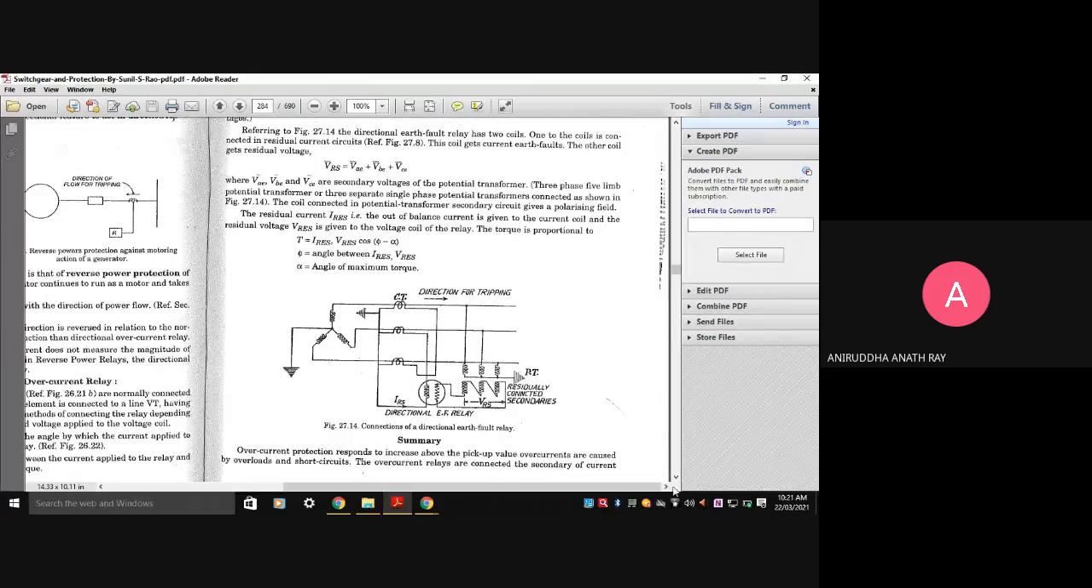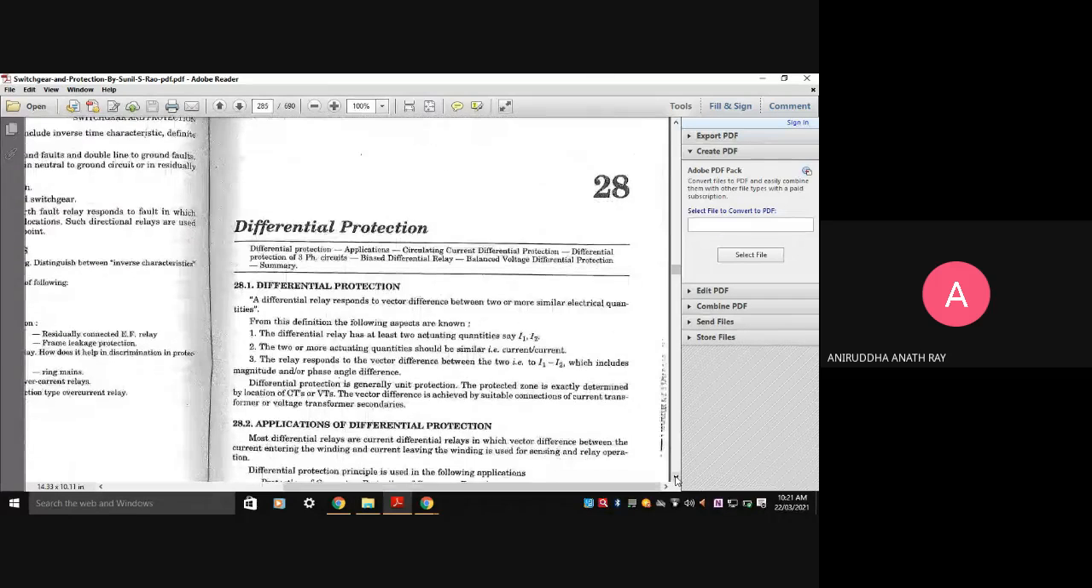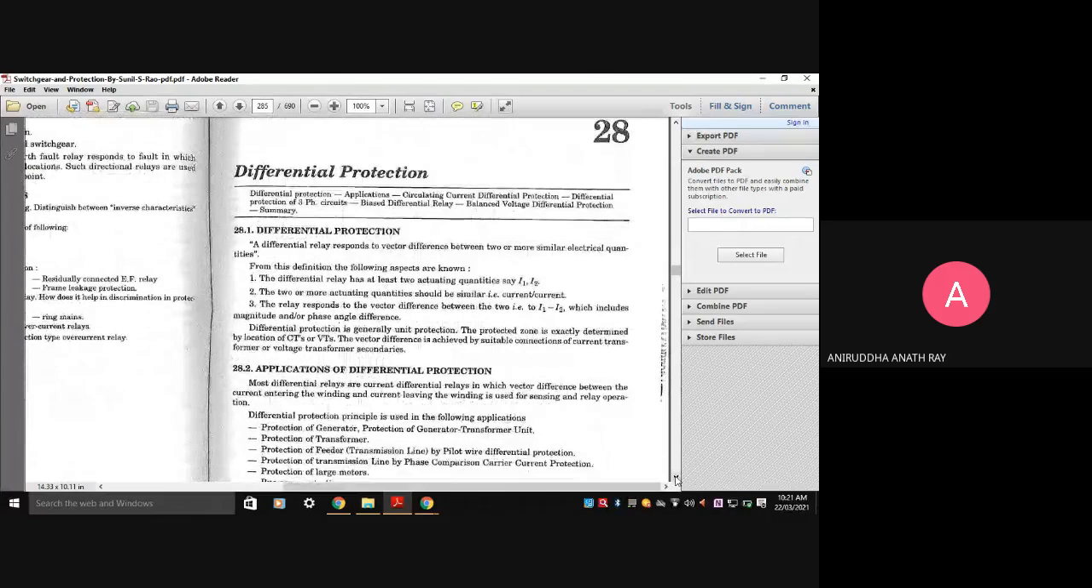Next, let us go to differential protection. First, let us try to understand what we mean by the word differential protection. As the name indicates, differential protection. Again, for this topic, I would refer to SS Rao, chapter number 28. A differential relay responds to the vector difference between two or more similar electrical quantities. From this definition, the following aspects are known.